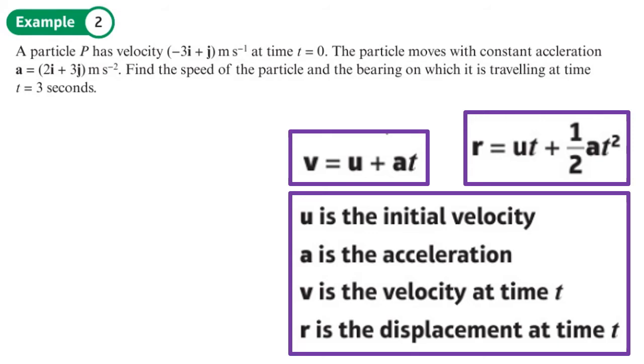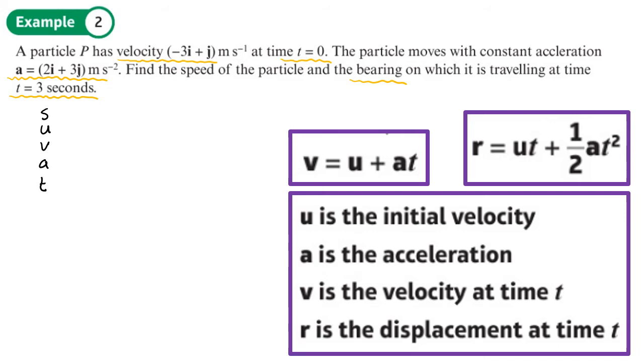A particle has this velocity at time equals 0. The particle moves with a constant acceleration. Okay, so that means the velocity is changing. Find the speed of the particle, and the bearing on which it is travelling, at the time 3 seconds, t equals 3. So just like any SUVAT equation, we're going to write down SUVAT, but next to these things we may be writing down vectors rather than single numbers.